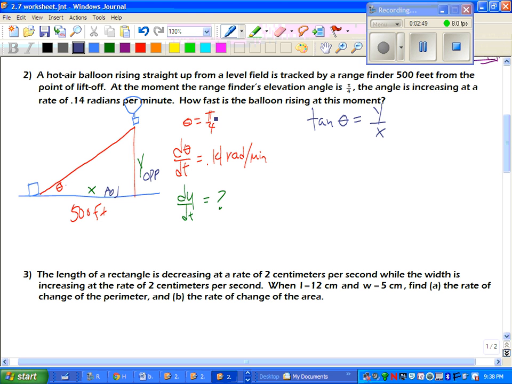We've got d theta dt, we've got theta, we've got x. We want to find out what dy dt is. We want to figure out what y is. So x is 500. Y we don't know, but we can use this equation just like we used Pythagorean's theorem to find the missing parts. So tangent of pi over 4 is equal to y over 500. All we have to do is multiply both sides by 500. So 500 times tangent of pi over 4, and hopefully you know tangent of pi over 4 is just 1. So y equals 500 also.